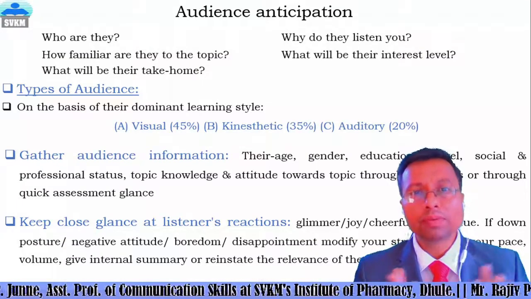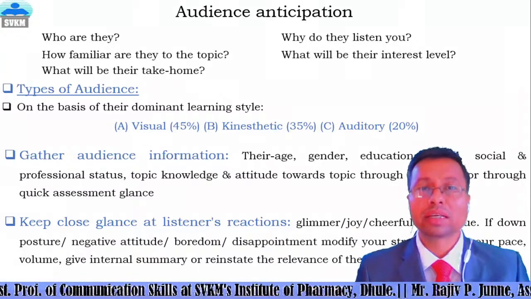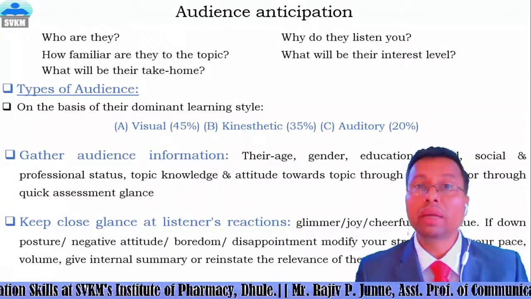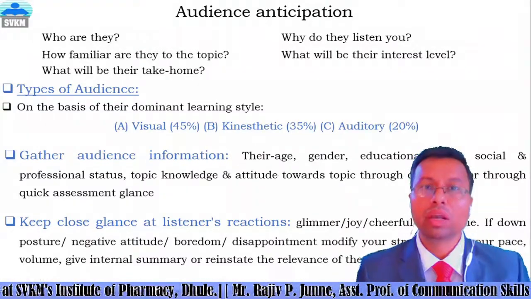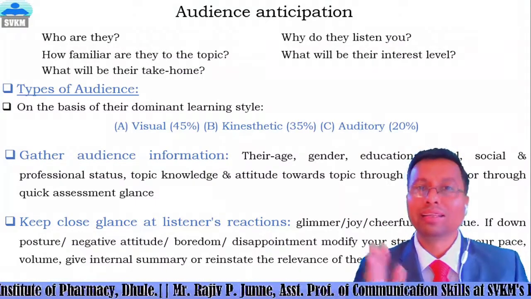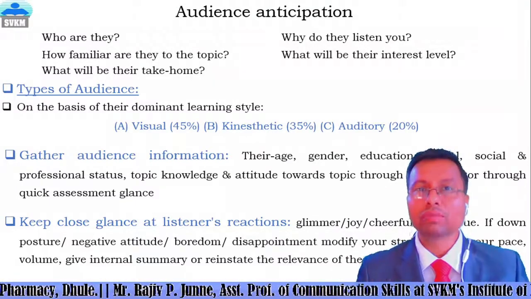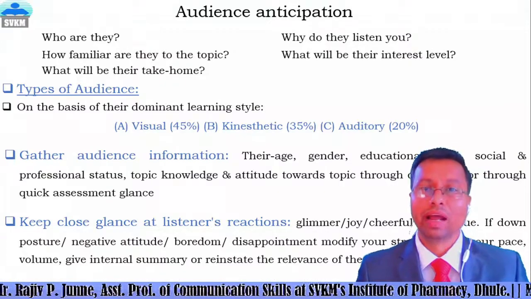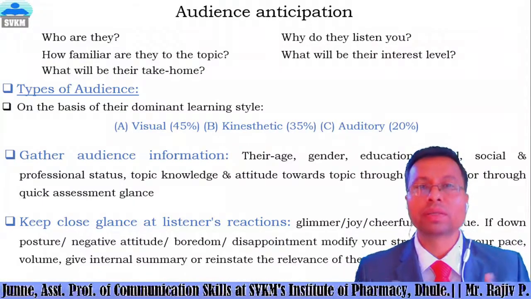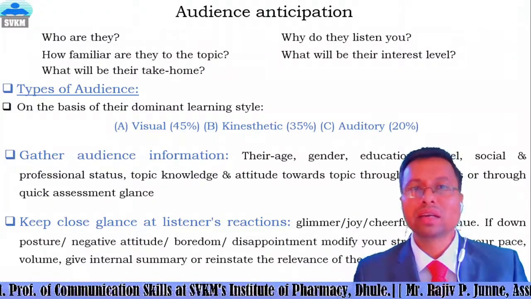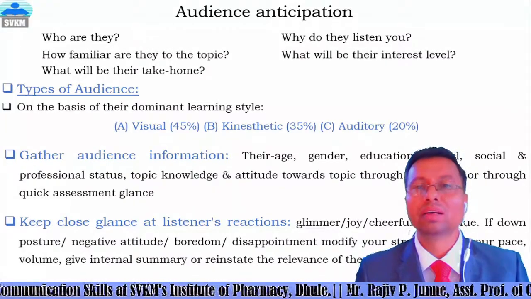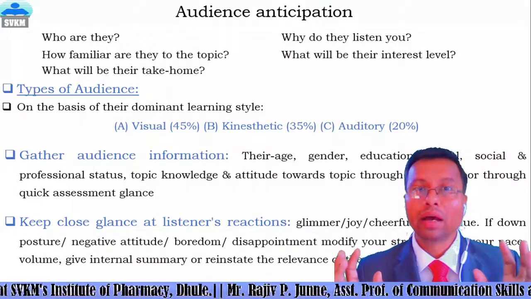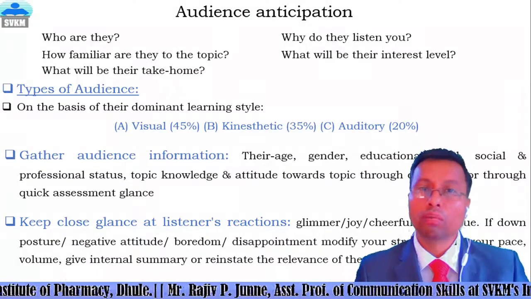What types of audience are there? Friends, generally audience are categorized into three categories on the basis of their understanding level. On the basis of their dominant learning style, we have three categories: visual learners, kinesthetic learners, and auditory learners. When you are designing your presentation, you have to see that it includes enough visual material, enough kinesthetic material, and enough auditory material. Generally 45% can be visual learners, kinesthetic learners around 35%, and auditory learners 20%. So visuals give extra mileage to your presentation. So effective and productive use of visuals makes your presentation more compelling.